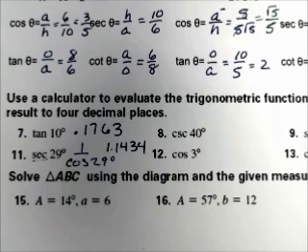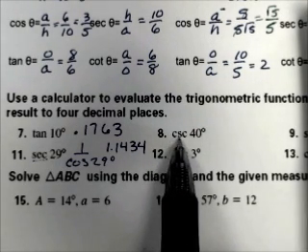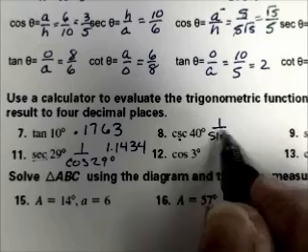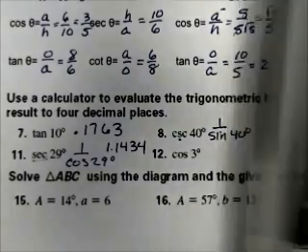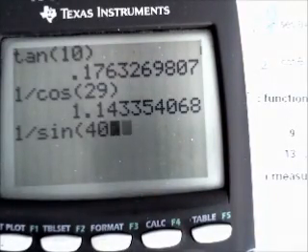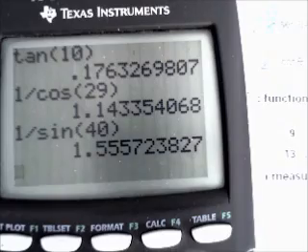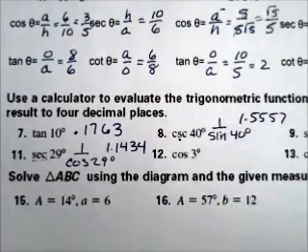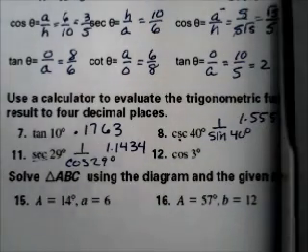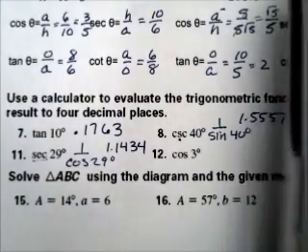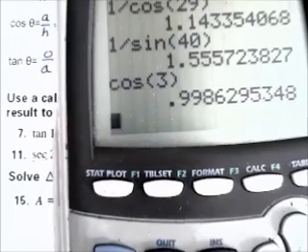Next, number 8, cosecant of 40 degrees. Cosecant, the S right there in the middle, reminder, that's for the reciprocal of sine. That's my trick. So we can write this as 1 over sine of 40 degrees. On the calculator, 1 divided by sine 40, 1.5557. Cosine of 3, just key in cosine 3 degrees, 1.9986.